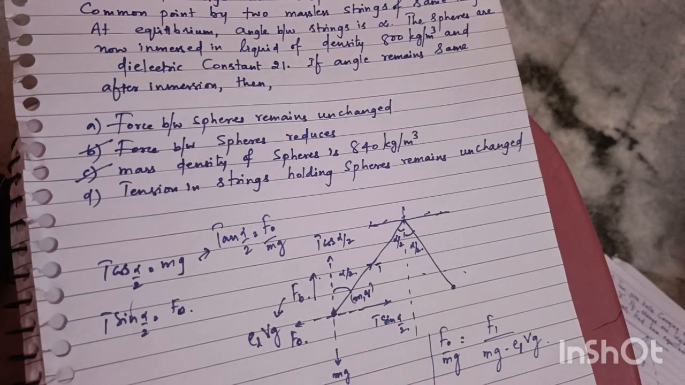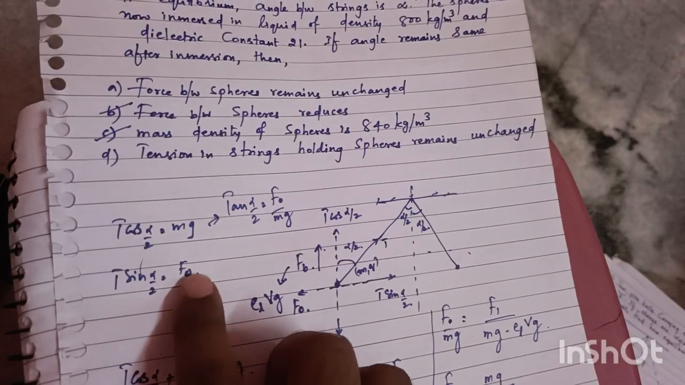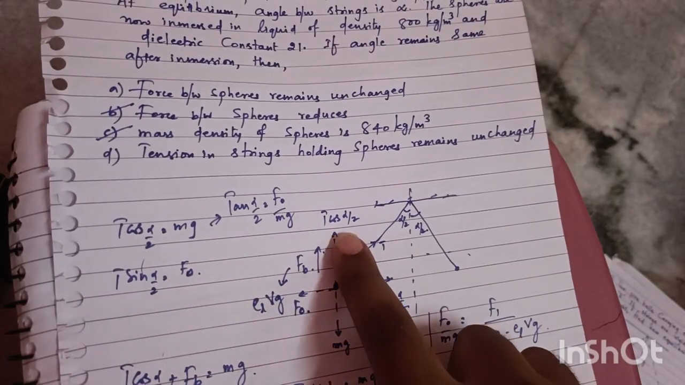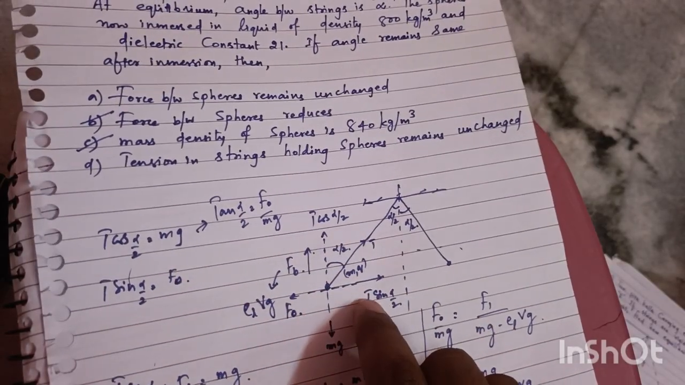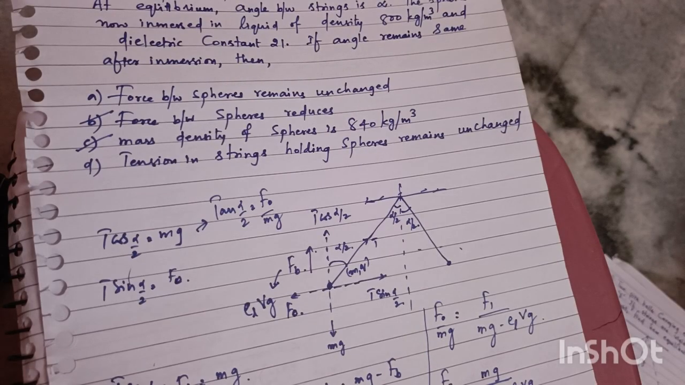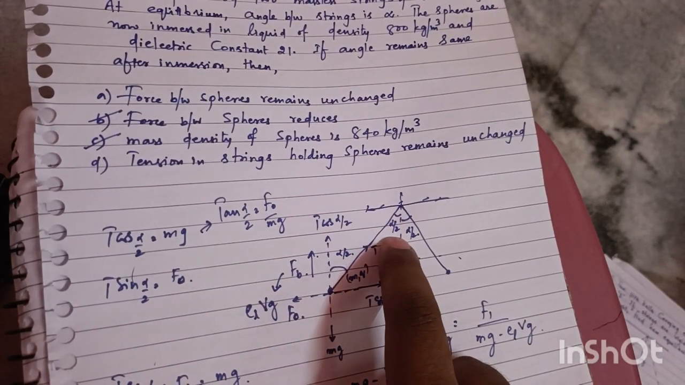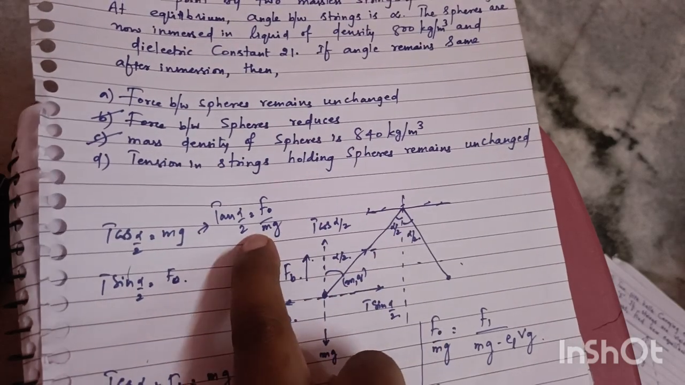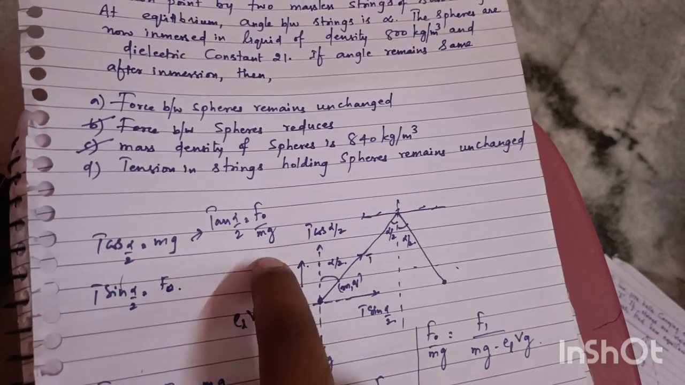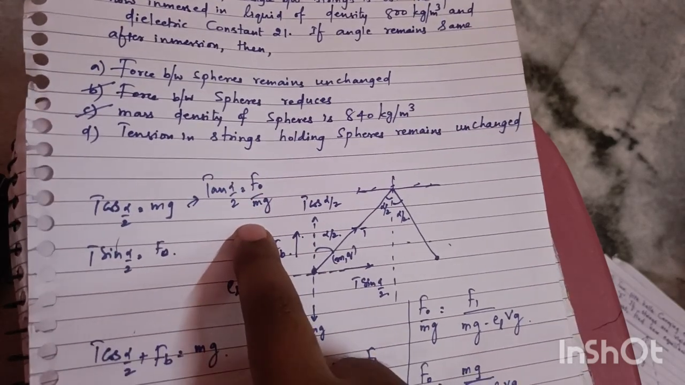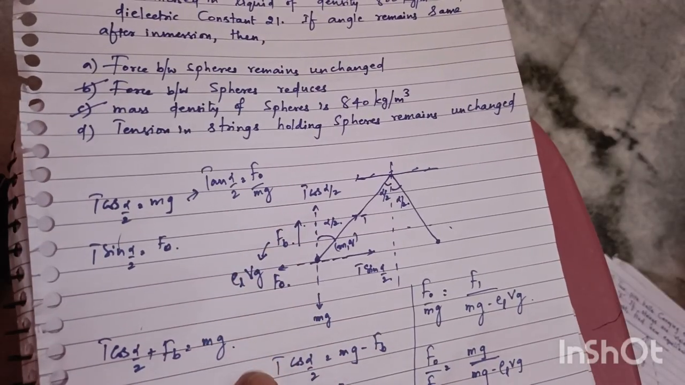Before immersion, this thing we already know. If we resolve tension into components and take the equilibrium conditions, then we get this result. Since the half separation angle is alpha by 2, tan alpha by 2 we got as F naught by mg, and this is a pretty standard result we have already seen in the previous example.